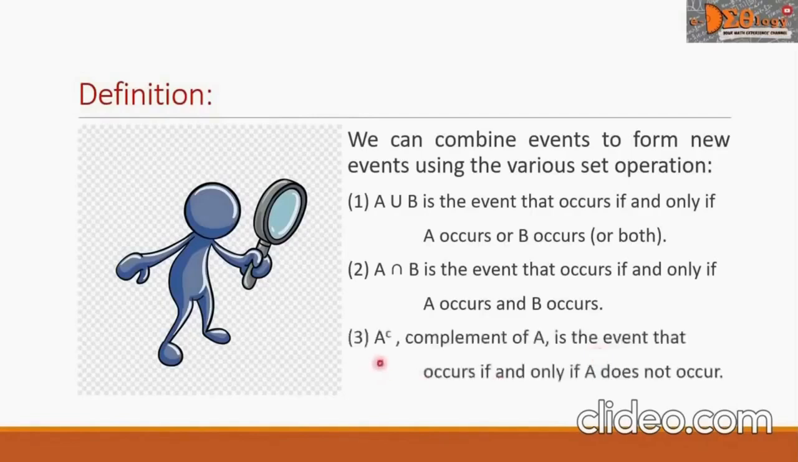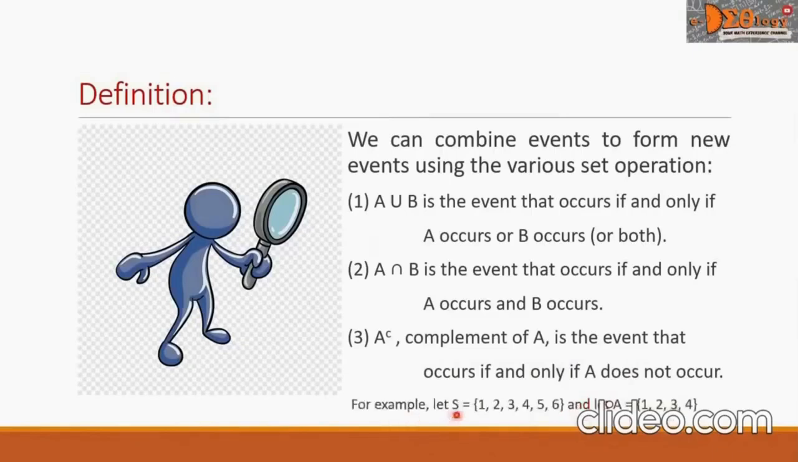The third is A complement, and we read this as complement of A. This is the event that occurs if and only if A does not occur. Sometimes this is denoted by A' and read as A prime.